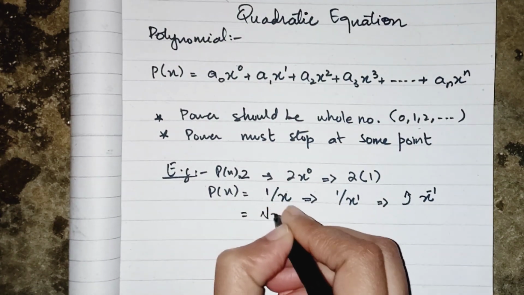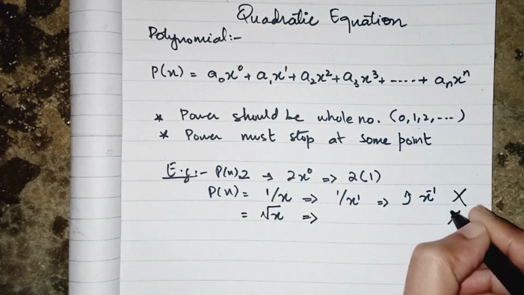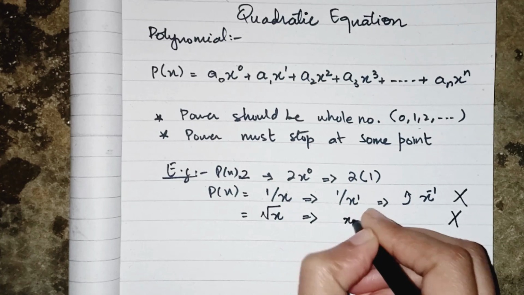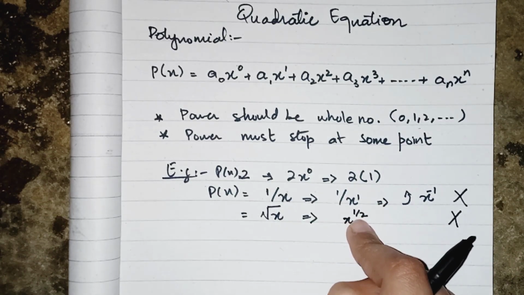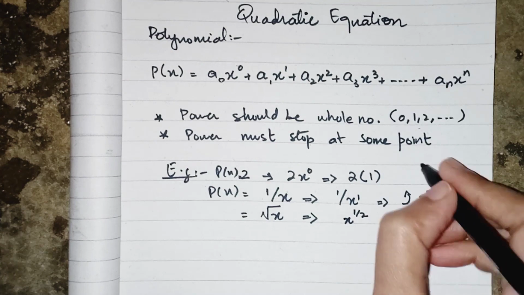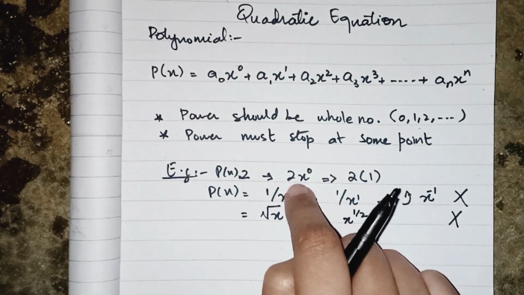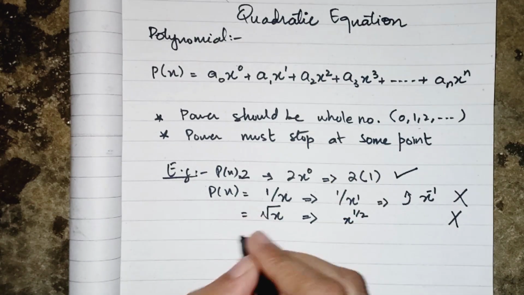Third will be under root x, so it is not a polynomial. Why? Because the value of root x is x to the power 1 upon 2, as the power is in fractional form, so this is also not a polynomial. So whenever we have a power, it should be a whole number.